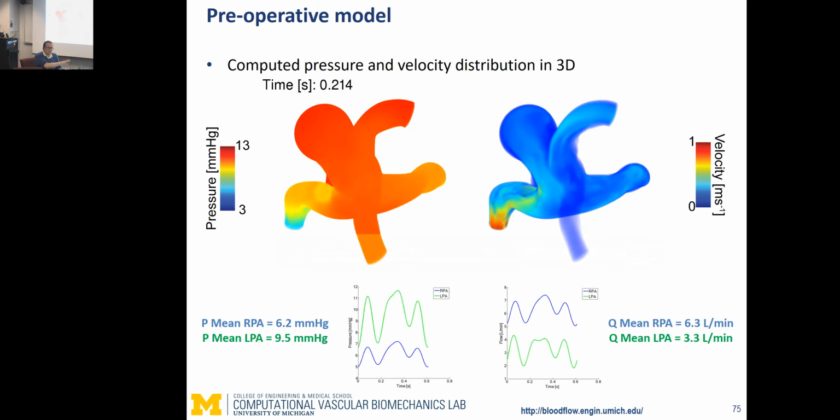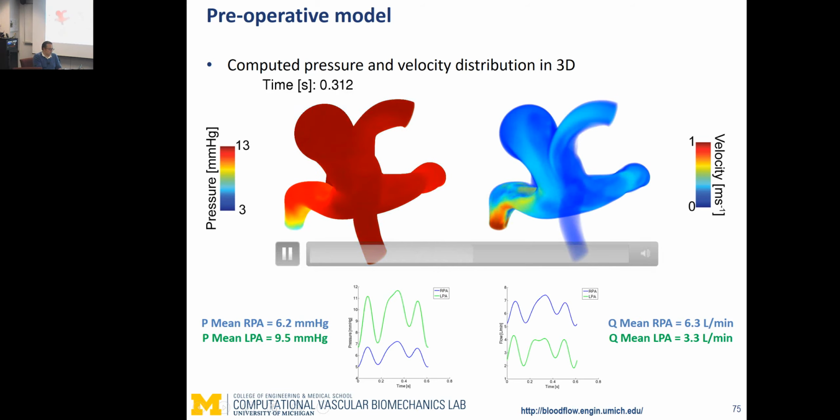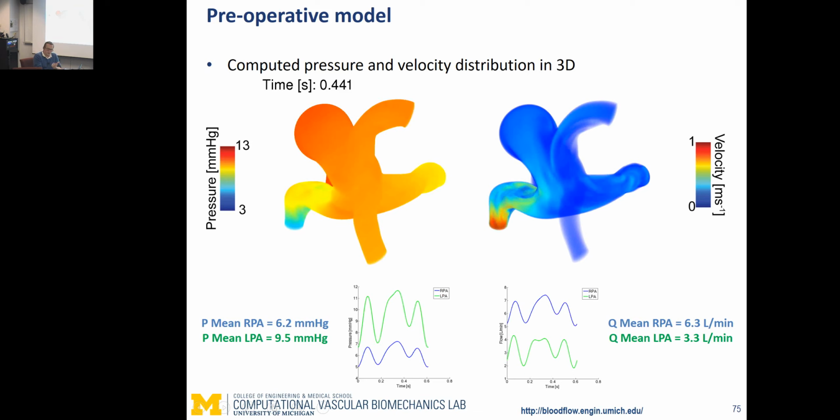Okay, so there's absolutely no prediction here. This is the result of a tuned model for this patient. Here we have the pressure, here we have velocity. You can see that it's very high velocity here. Again, this is not a prediction. We know that this lung carries double the flow than the other. So now it's parameterized so that we have that.